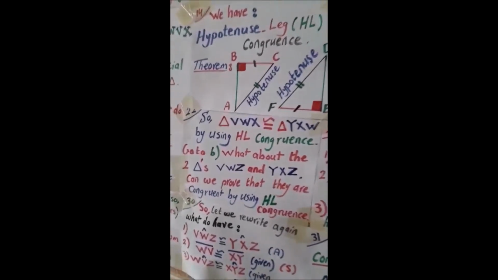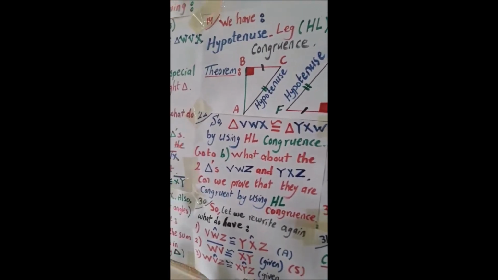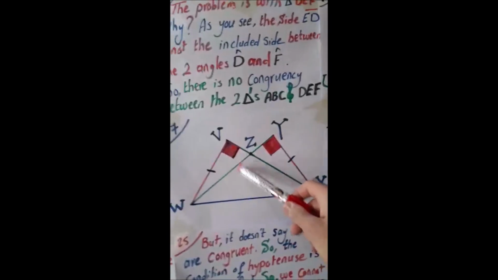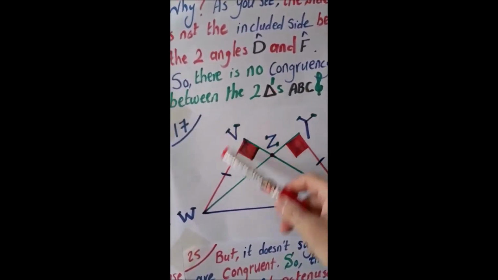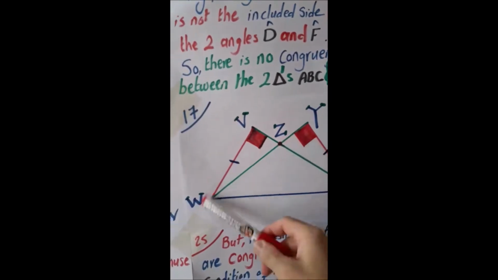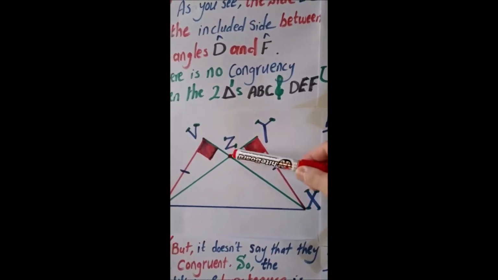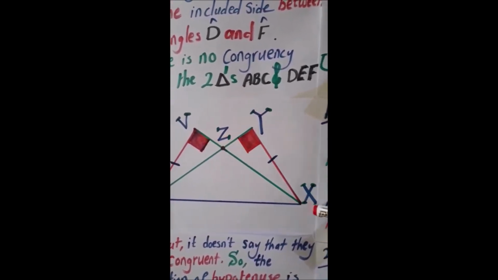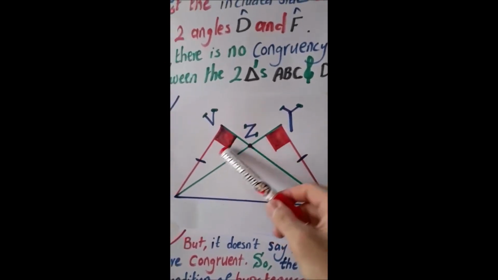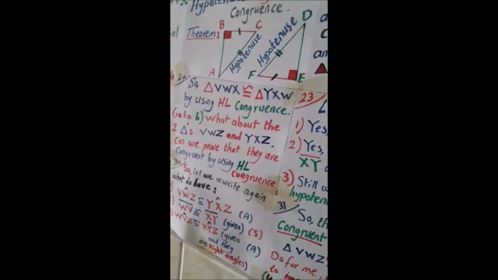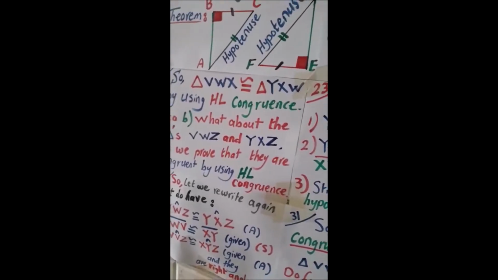Now let me go to B. What about the two triangles VWZ and YXZ? Can you show us where these two triangles are? Yes, my dears, the small ones. The first one, you can call it VWZ or VZW or WZV, you will choose one of these names, and the other one is ZYX or ZXY or YXZ. So this is a triangle and this triangle. Can we prove that these two triangles are congruent by using HL congruence?